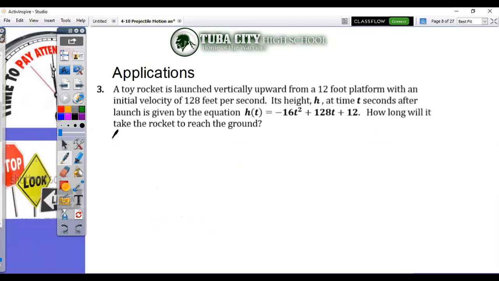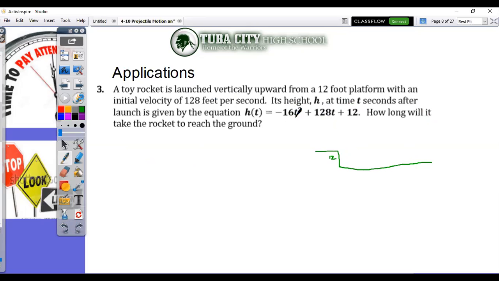Okay, here we go. Next problem. A toy rocket is launched vertically upwards from a 12-foot platform with an initial velocity of 128 feet per second. Its height, h, and time in seconds, t, after launch is given by this equation. How long will it take the rocket to reach the ground? So we have a little platform. It's 12 feet, which is why this number is 12. And an upwards velocity of 128. So there we go. Middle number is 128.